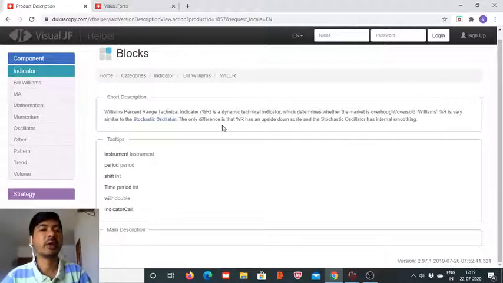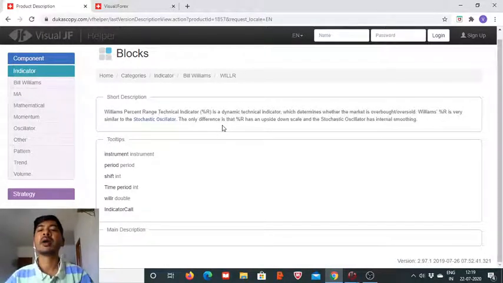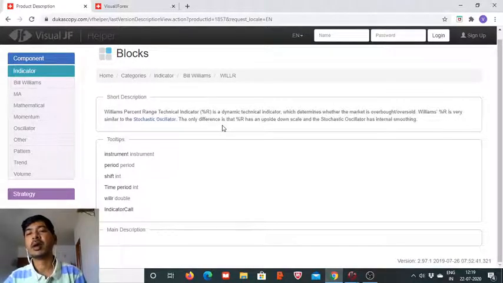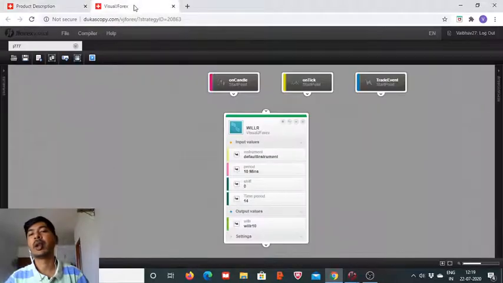The difference between the stochastic and the Williams percentage R is that the Williams percentage R has an upside down scale, meaning all the values which you get as output are in negative territory, below zero, and it also gives you internal smoothing. We have to provide the input parameters, and then accordingly we will get the output parameters.